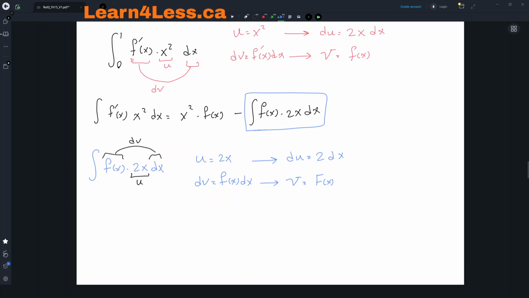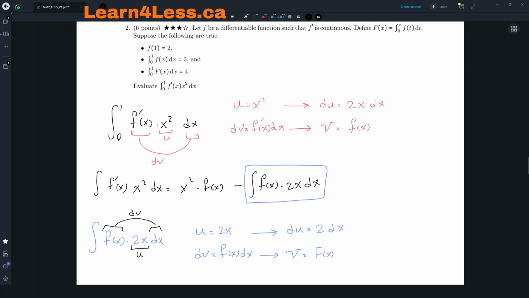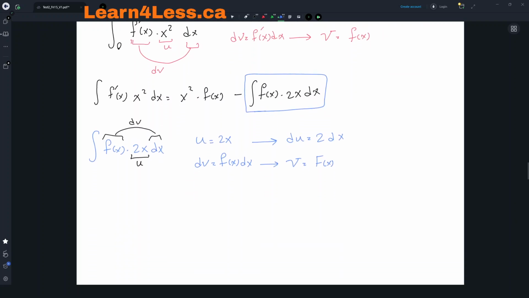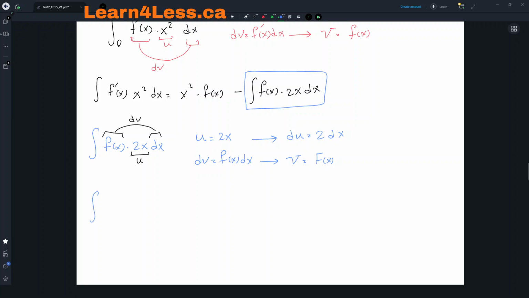Now that we know the integral of that, it seems everything's working. Now I write the integral. The integral of f of x times 2x dx is uv, this multiplied by this one, which is 2x capital F of x, minus the integral of v du, which is capital F of x times 2 dx.